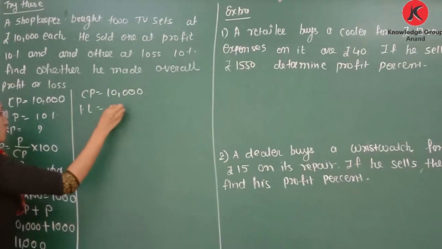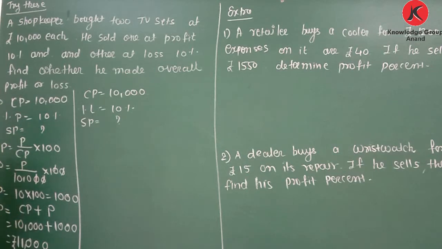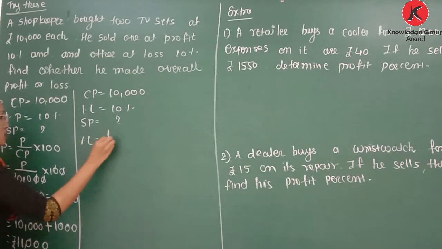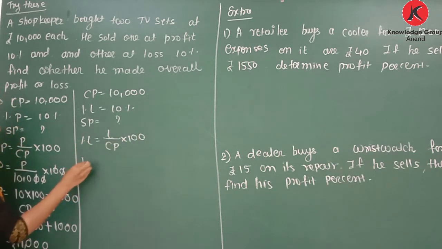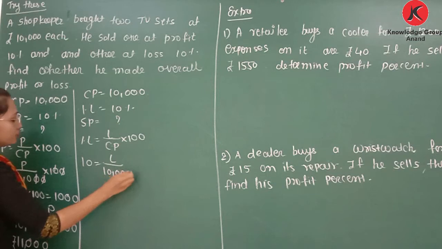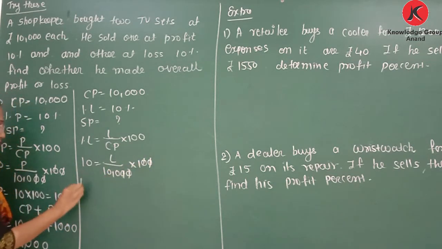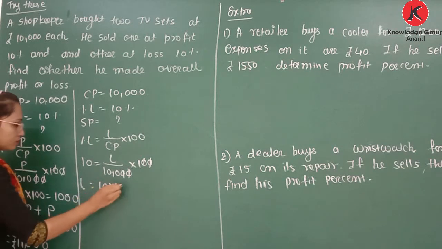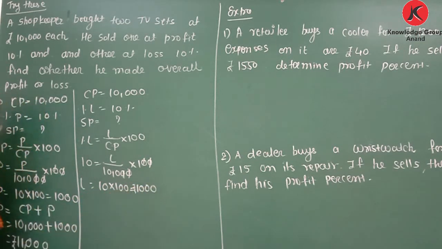Percentage loss is equal to 10% and SP is how much? So here percentage loss is equal to loss divided by CP into 100. Loss is given 10%, CP is given 10,000. So here 100 is in multiplication. That is 1,000, meaning the loss is 1,000 rupees.